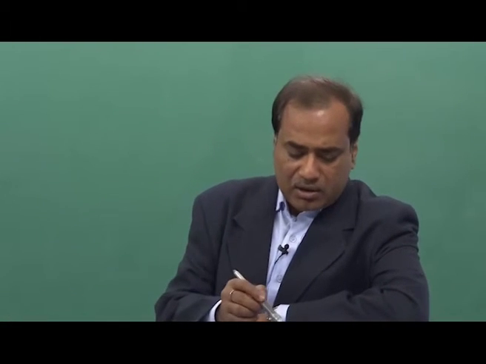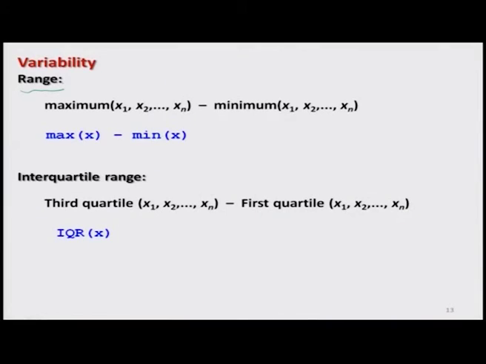Similarly, there is another variant called range. The range is defined as the difference of the maximum value of the data and the minimum value among the data set. That means I simply have to take the observations, find which is the largest observation and which is the smallest observation, and then find their difference. So, this range can be very easily computed by using the built-in functions max and min.